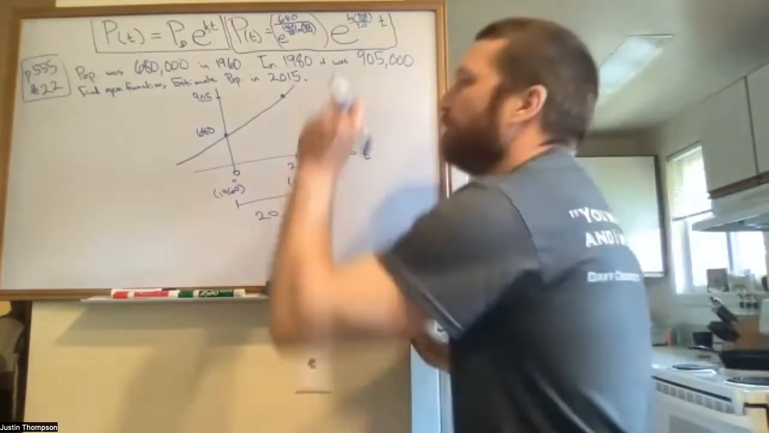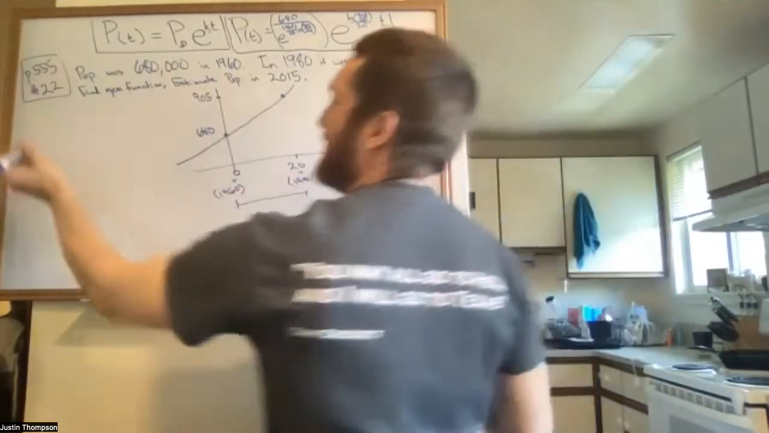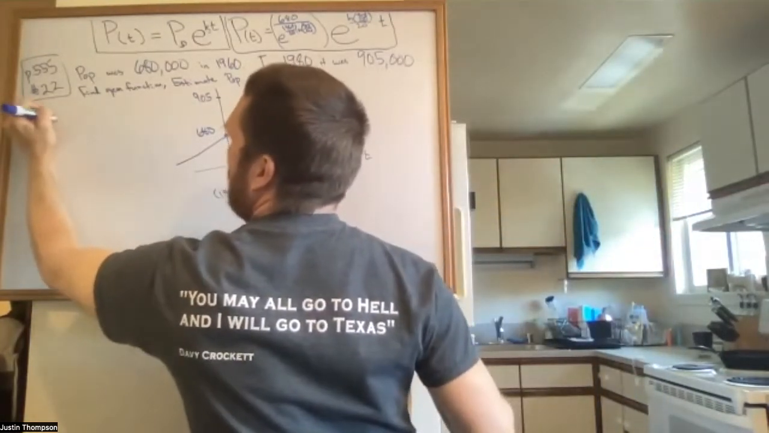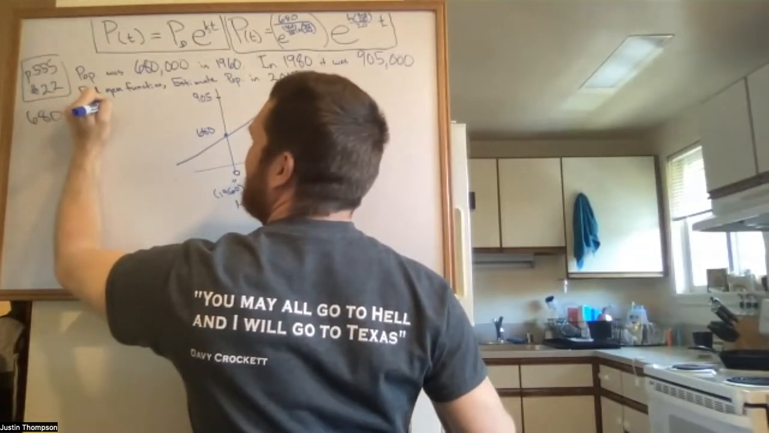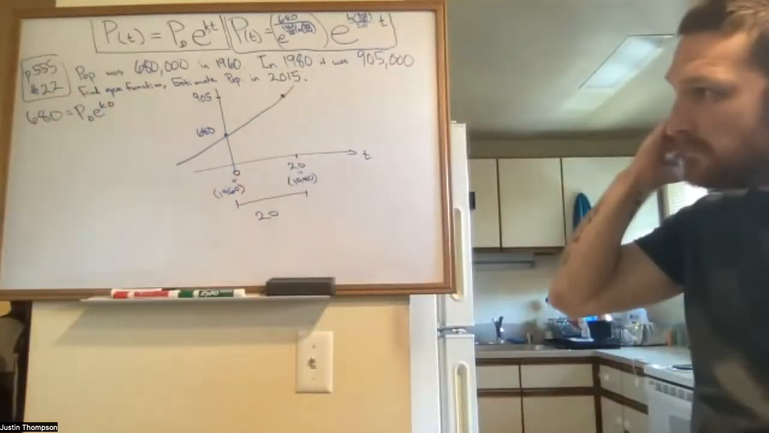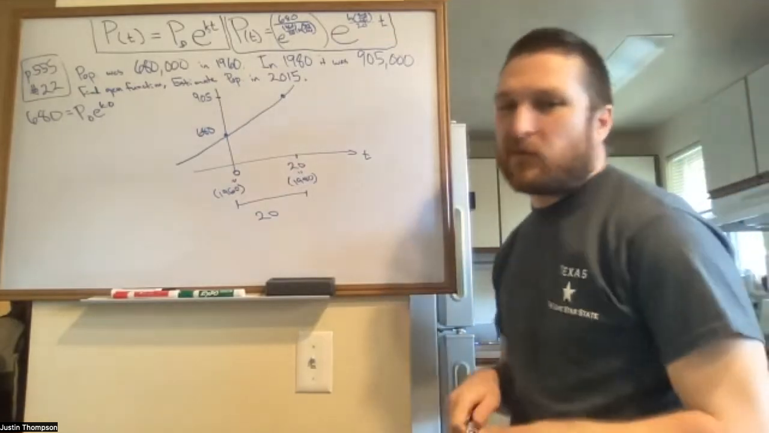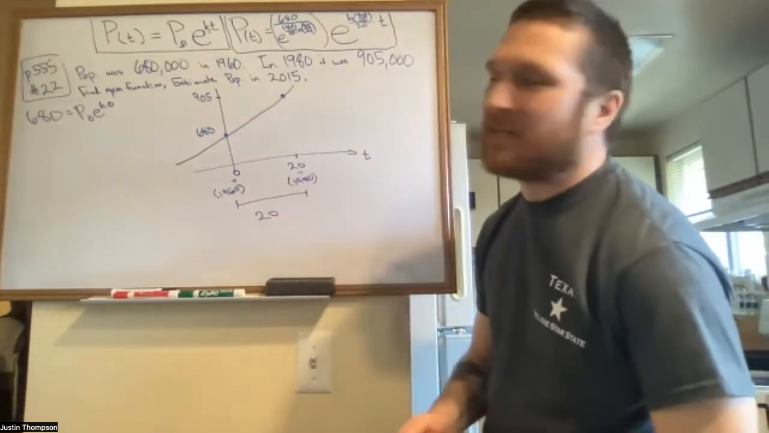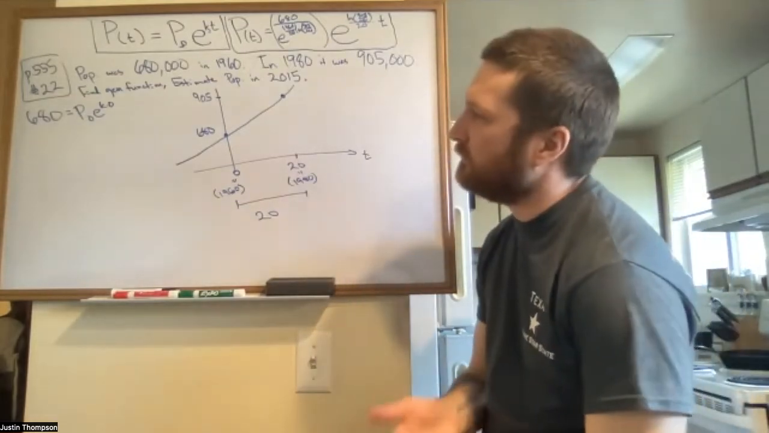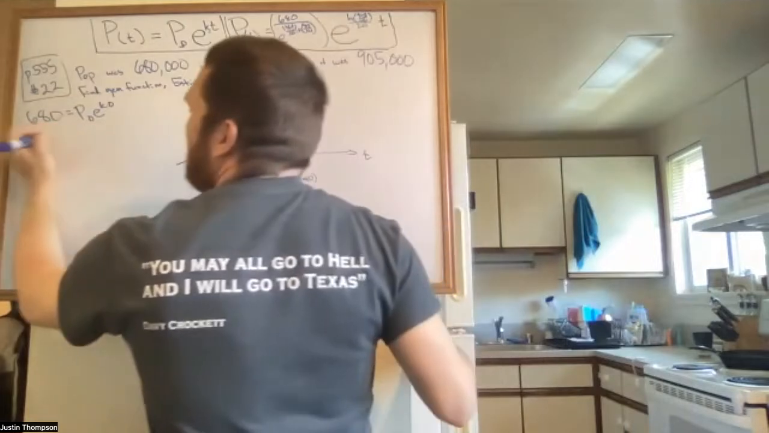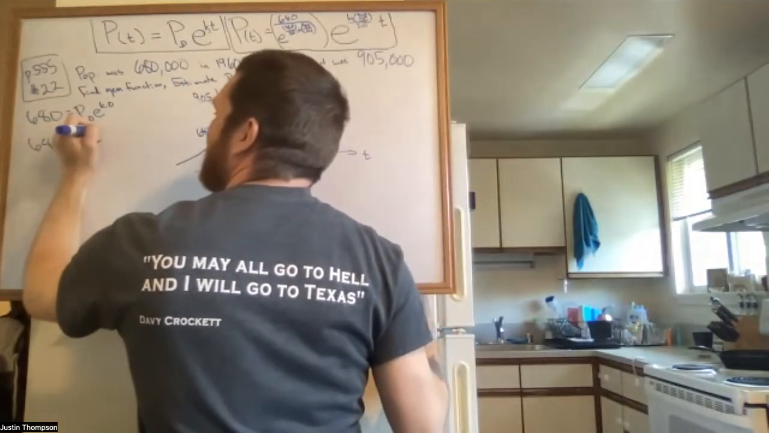I'm going to say when the input is 0, now my output is 680. And so here's my first equation: 680 equals P0 times e to the k times 0. This is the great thing about using 0. 0 is one of your best friends in mathematics because it makes life so much easier. What's k times 0? 0. And so that means that we have 680 equals P0 times e to the 0.